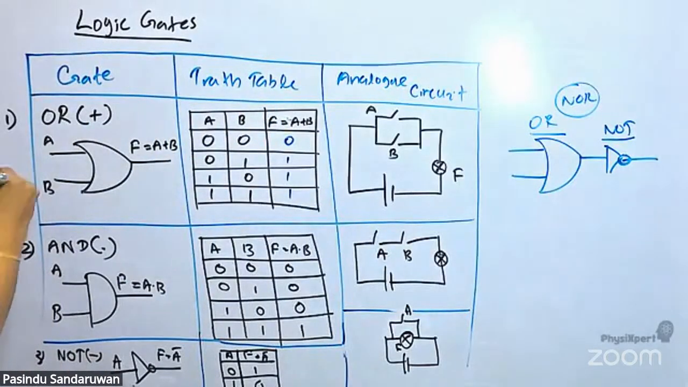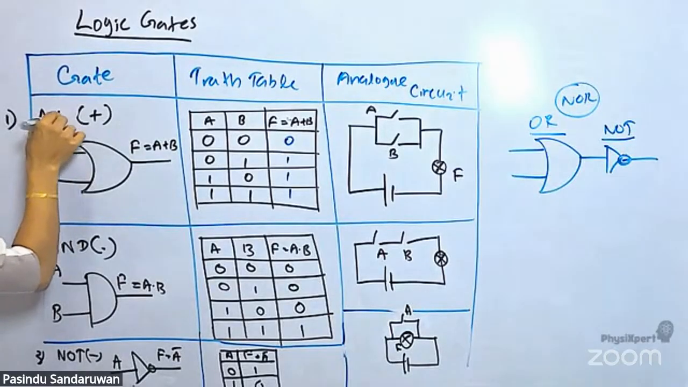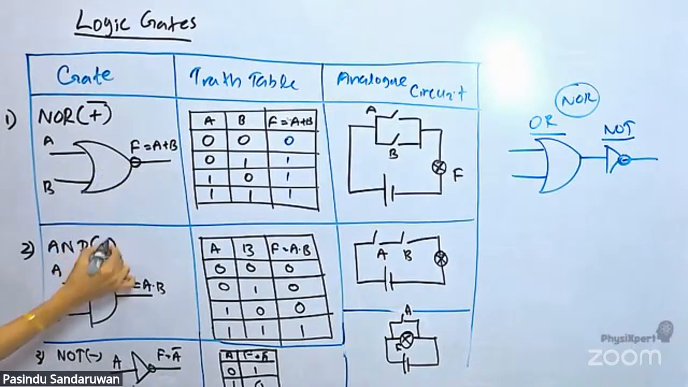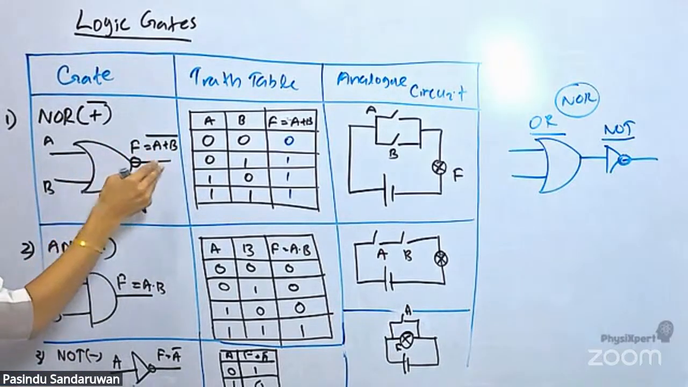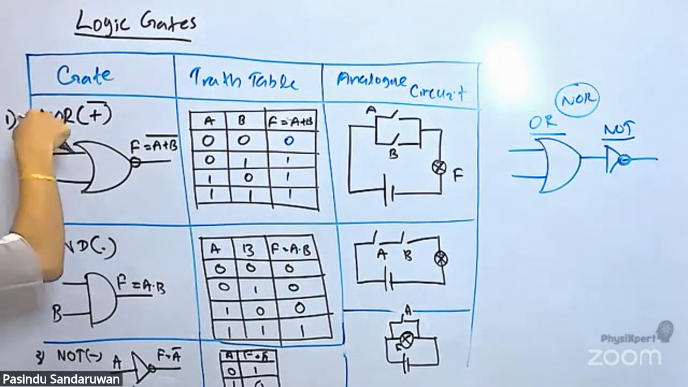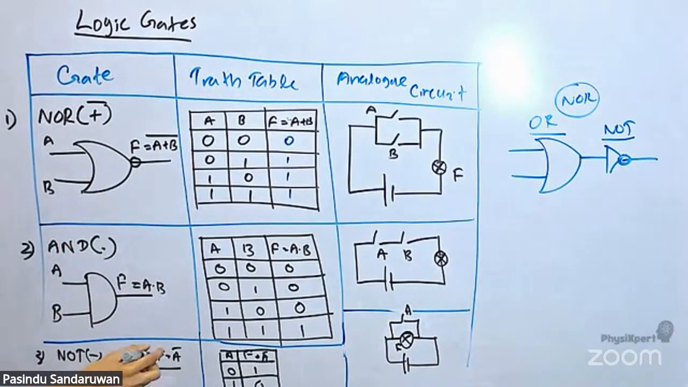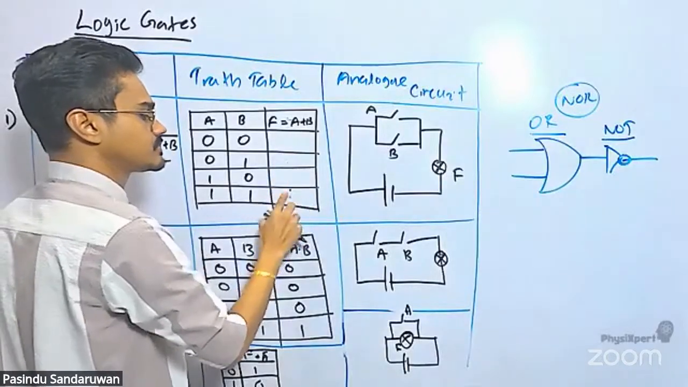The next gate is NOR. Only this dot is added to the symbol. A plus B, bar. Because if there is OR, the output is A plus B. Now NOT OR, that is the bar, the NOT of A plus B. Right. Now do it accordingly.